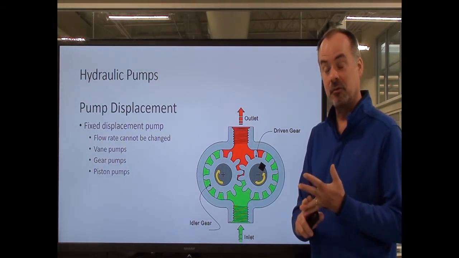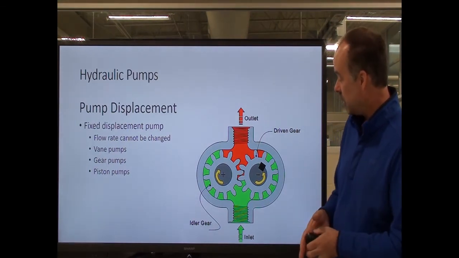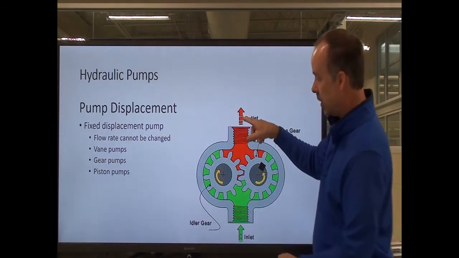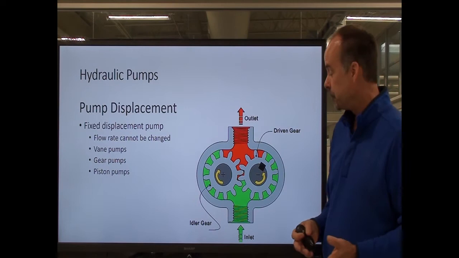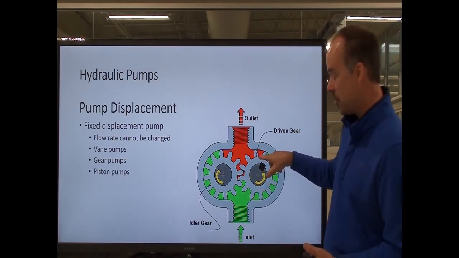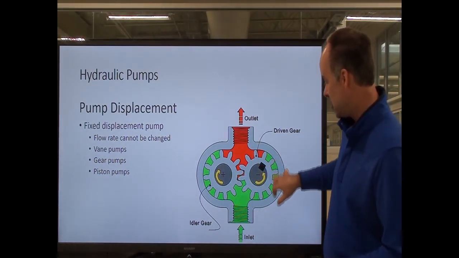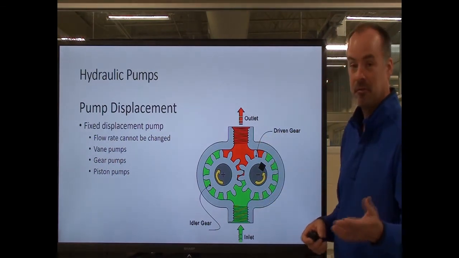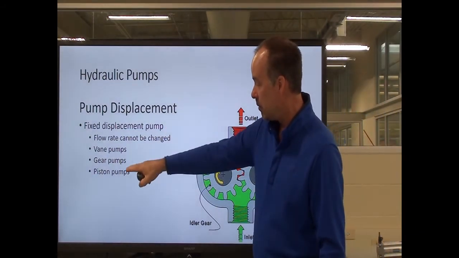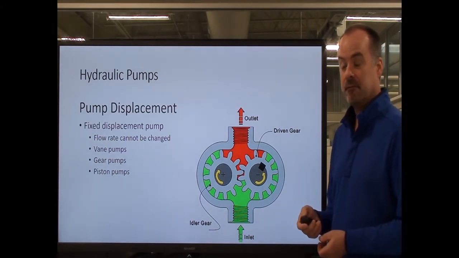So in our first slide, we talked about we were going to look at a fixed displacement pump versus a variable displacement pump. A fixed displacement pump is a pump that has a fixed volume that it's going to pick up and flow, and it can't be changed. So this pump, no matter how fast I spin it, it's only going to move the same amount of volume each revolution. There's no adjustment here. There's no way I can change the amount of volume that this pump can move on each revolution. And fixed displacement pumps can be vane pumps, gear pumps, or piston pumps. So each of the three configurations, they make fixed displacement pumps.